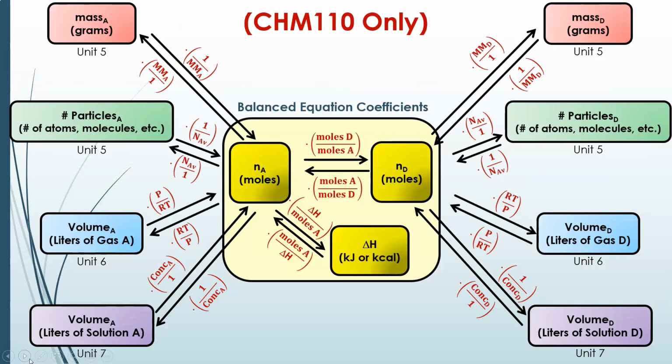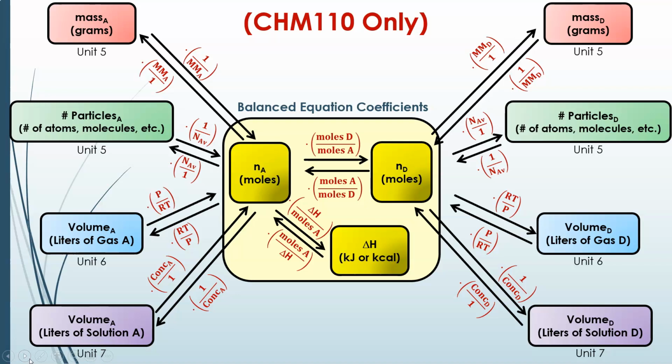So let's talk about the handout that you were already given. This handout is a map that shows you the exact same thing. And you'll notice that I have different colored boxes. The box in yellow in the center is your balanced equation coefficient conversions. It's the moles of any one thing to the moles of any other thing. And I just happen to use as an example moles of A to moles of D or vice versa, but it doesn't matter which things. It's moles of one thing to moles of another.